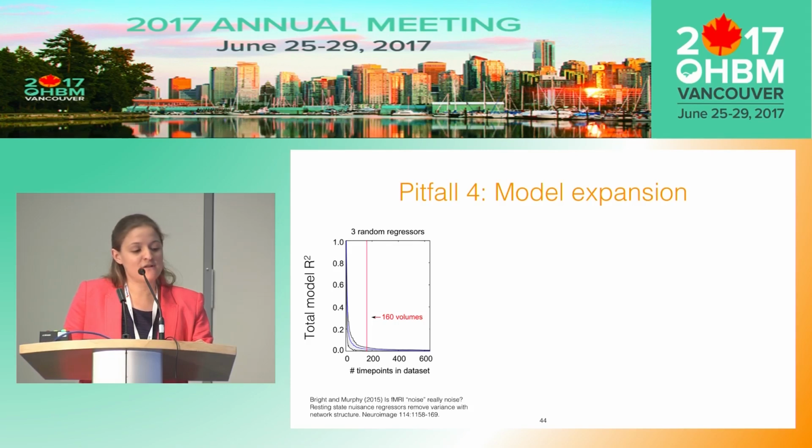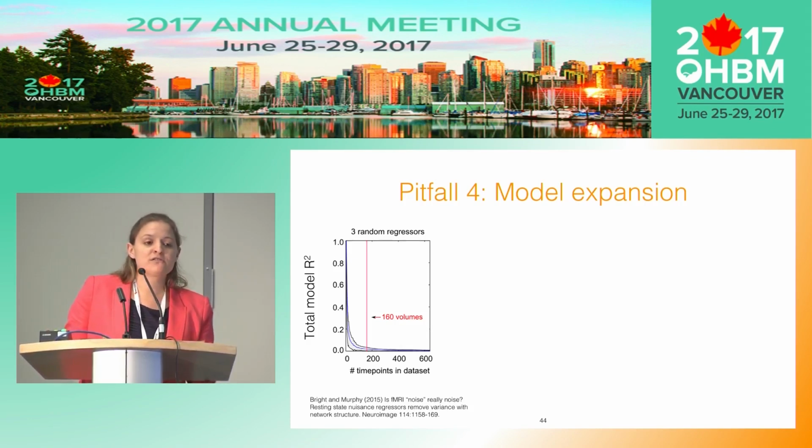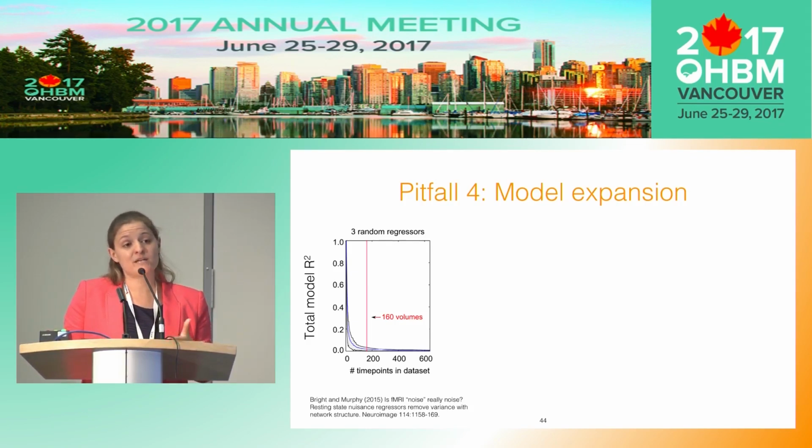And the final pitfall is model expansion. I'm plotting here the total model R squared for your noise model. Remember, R squared for the total model is kind of like the percentage of variance you're chucking out as noise in nuisance regression. Here are 3 random regressors in my noise model. They're just random white noise time series, and I'm seeing what they could possibly fit in the data. When you have 3 time points, 3 nuisance regressors fit your data perfectly. You can explain 100% of the variance. But as you increase the number of time points in your data, that reduces dramatically. And that red line there is maybe a typical fMRI scan.